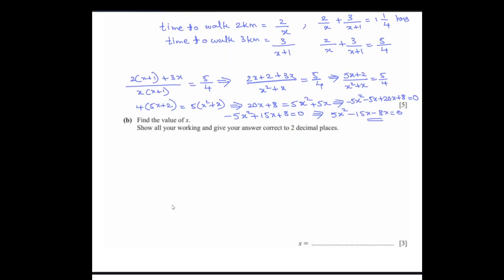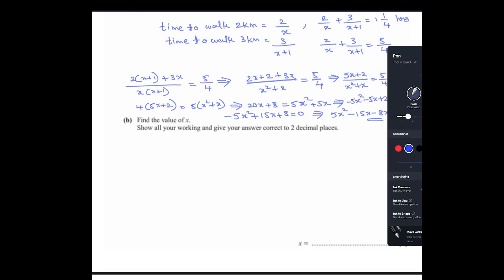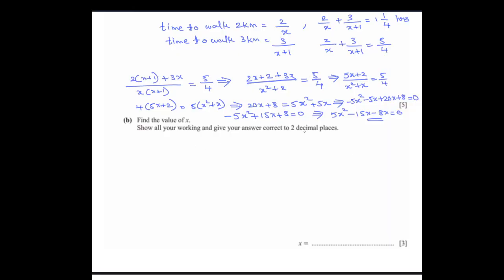Question number B. Find the value of x, show all your working and give your answer correct to 2 decimal places. Now this is related to the time we are doing, so we have to find the value of x. First of all, use the quadratic formula: x is equal to minus b plus or minus square root of b square minus 4ac, all by 2a. That is minus of minus 15 plus or minus square root of minus 15 whole square minus 4 into 5 into minus 8, by 2 into 5.